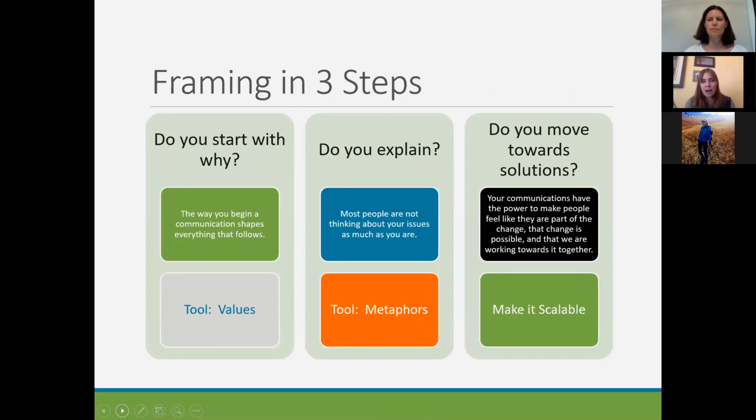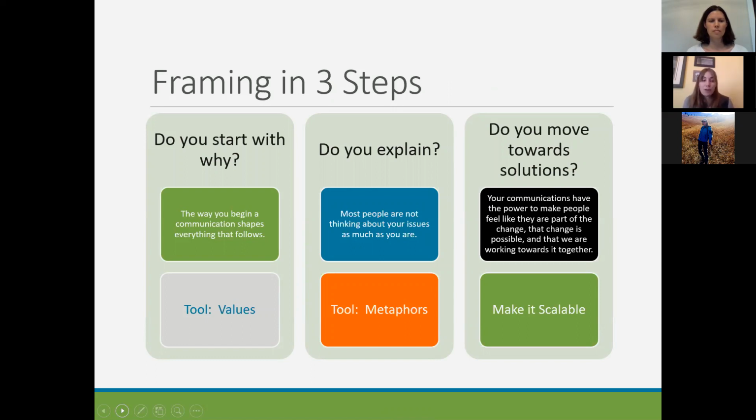So if we broke this down into 3 really basic steps, Frameworks kind of bases it in these 3 steps. Do you start with why? Do you explain? And do you move towards solutions? And again, these are things that we probably all do, but maybe not as intentionally as we should.